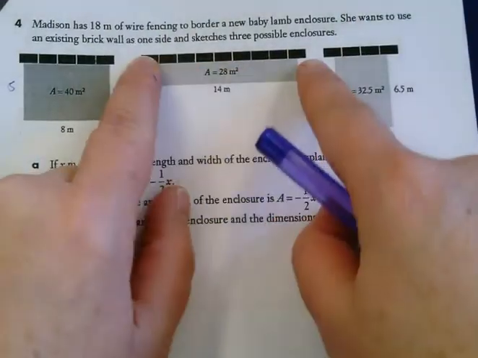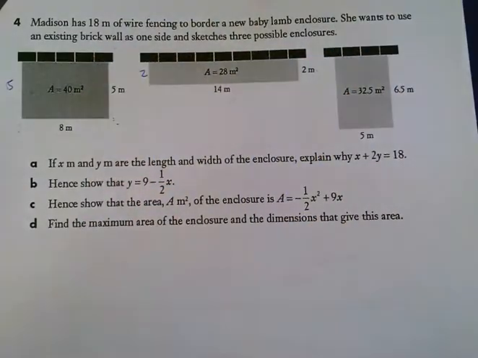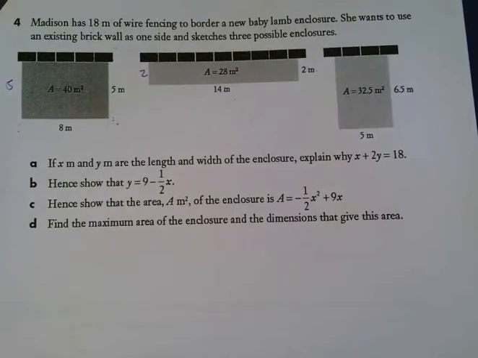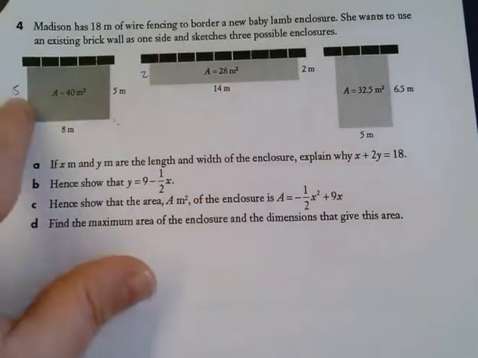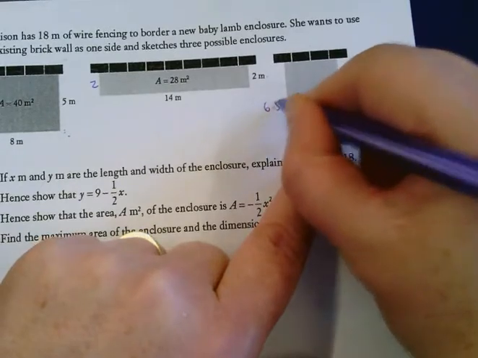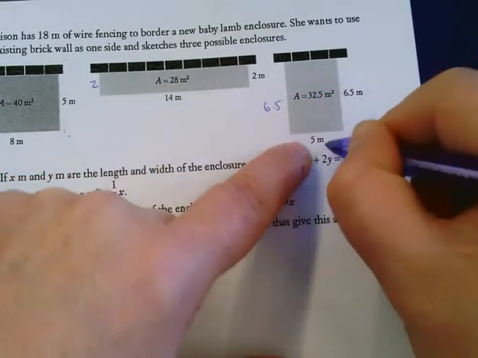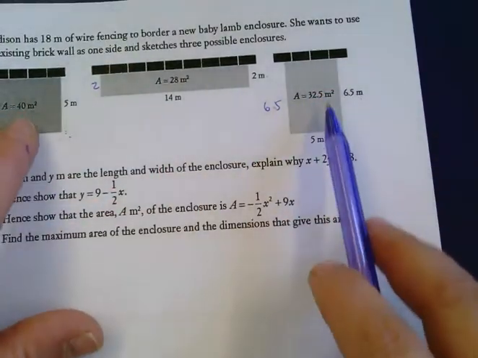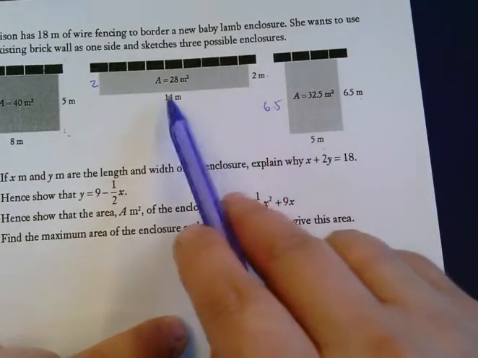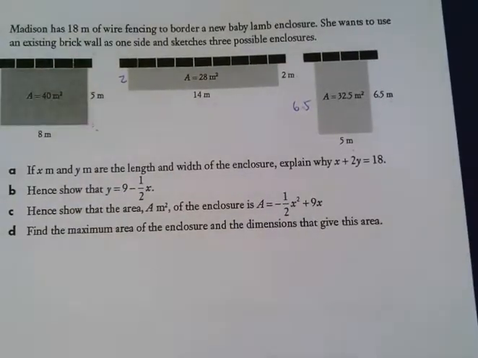Notice as it becomes longer and narrower, the area gets smaller. But as it gets more like a square, the area gets bigger. And this last one, 6.5, this is also 6.5. That's 13 and 5 is also 18. And the area is 6.5 times 5 is 32.5. This area is 14 times 2 is 28. This area is 8 times 5, which is 40.